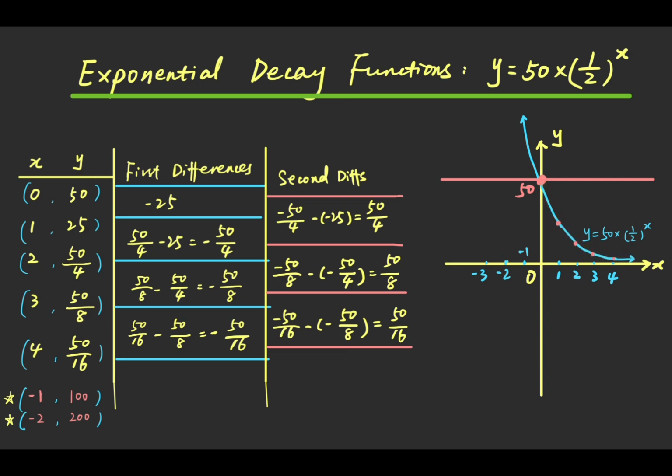The next property: they have a repeating exponential pattern of finite differences. That is, the ratio of successive finite differences is constant. This ratio is just this base, that is 1/2. This is the properties of the exponential decay functions.